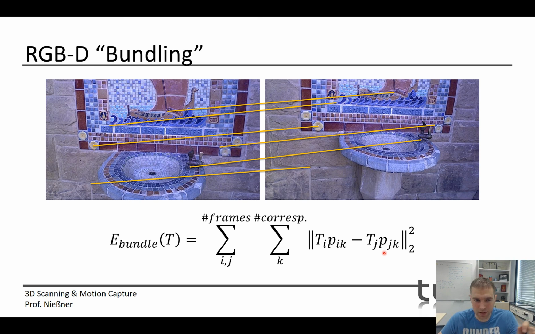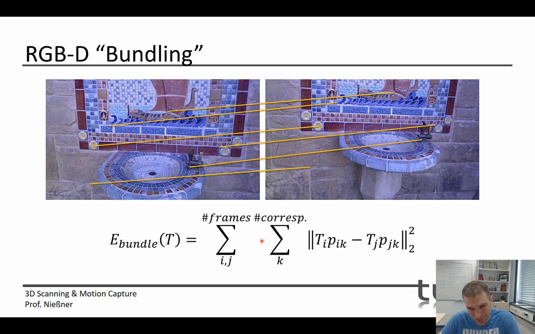That's all you want to do. So it's very straightforward in principle. And you can globally optimize that and kind of do sparse bundling on RGBD data. You can do a little bit more here.